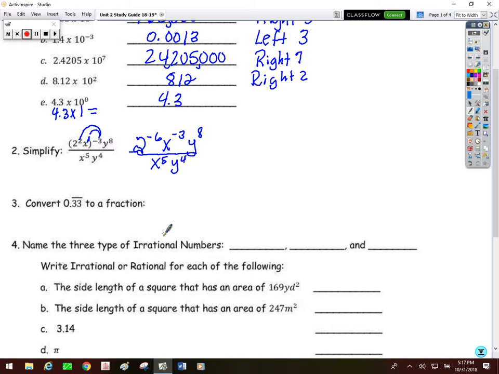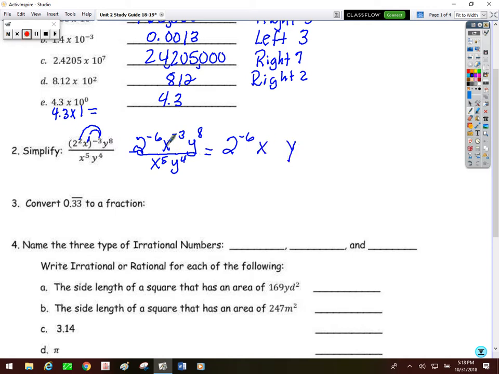Now, I know a lot of you are tempted right now to move this, but I'm going to hang loose for that just for a second. I'm just going to rewrite that: 2 to the negative 6 power. And then I'm going to look at this part. Well, I have the same bases here. So my bases are x and y.